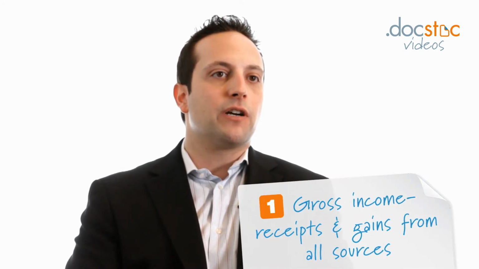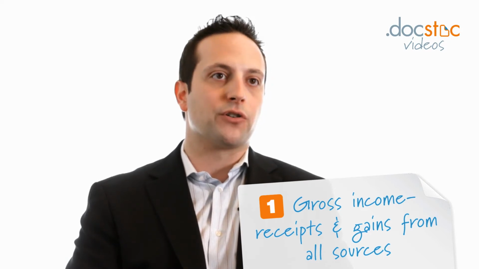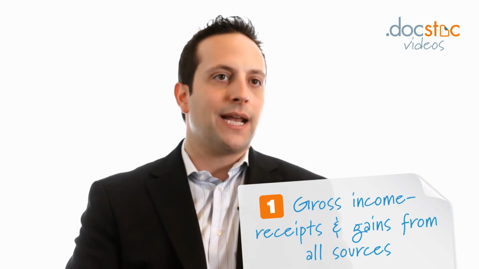Let's start off at the beginning with gross income. Gross income is going to represent all receipts and gains from all sources, and in the US, we of course are taxed on worldwide income, which will include things like wages and salaries, interest and dividends, or any capital gains.